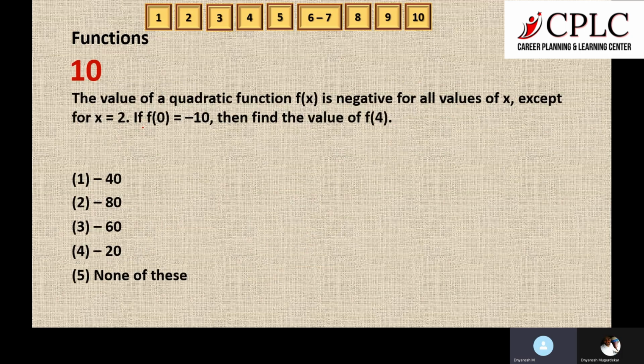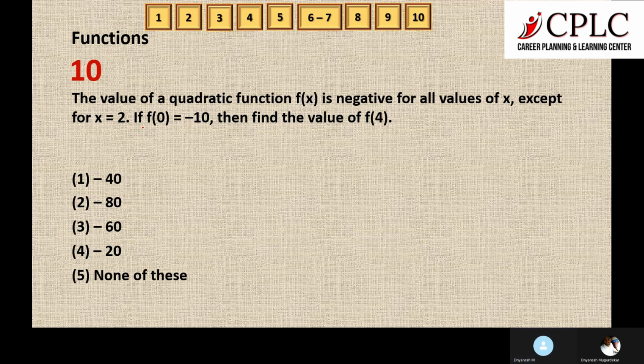10th and the last one: the value of a quadratic function f of x is negative for all the values of x except for x equal to 2. f of 0 is minus 10, then find the value of f of 4. So clearly the quadratic function is negative. And if you do this with the graph, you'll get your answers very easily.